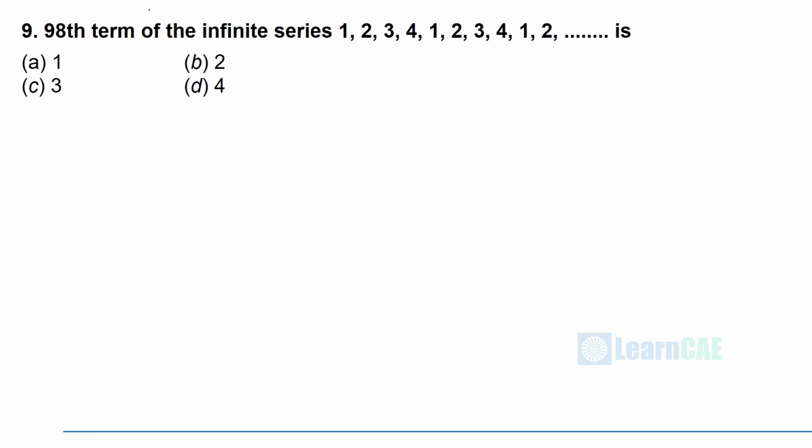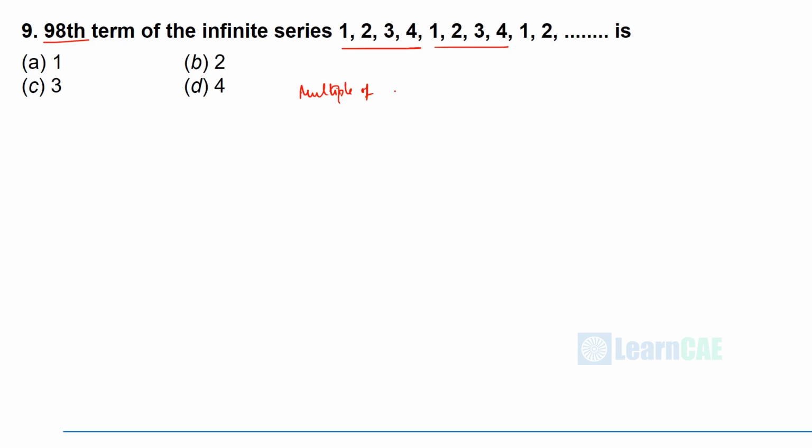Next question. 98th term of the infinite series 1, 2, 3, 4, 1, 2, 3, 4 and this keeps repeating. Here we have to find out the 98th term. And if we observe, the numbers are repeating after every fourth number. Therefore, this should be a multiple of 4.